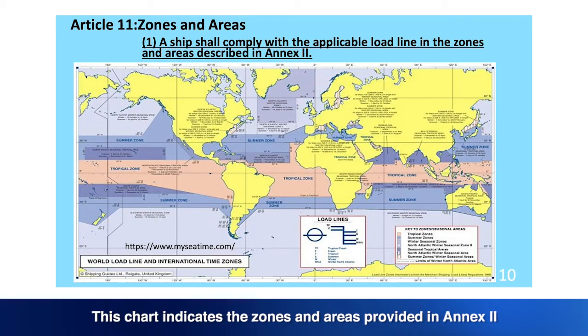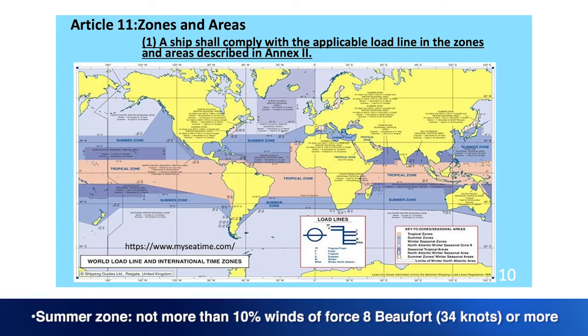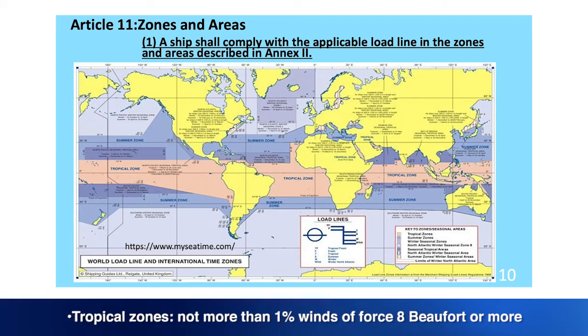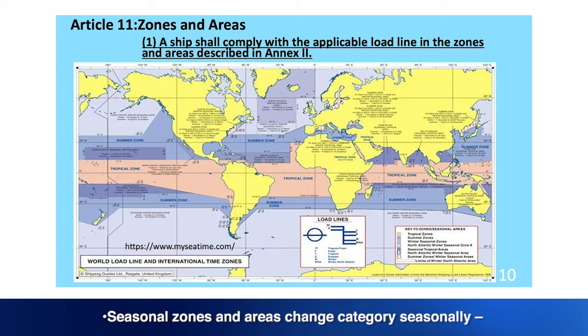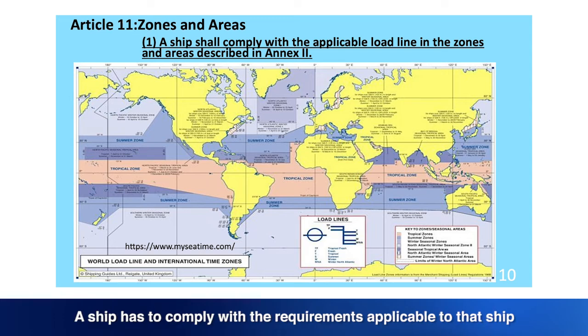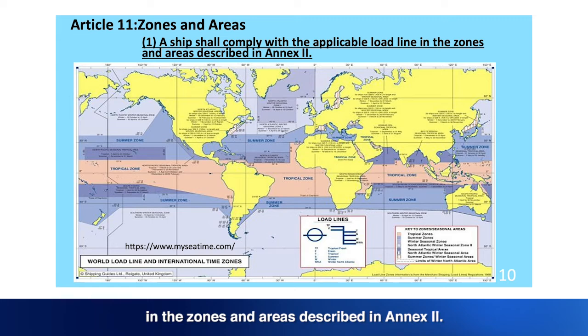This chart indicates the zones and areas provided in Annex 2 and determined by meteorological criteria. Summer zone, not more than 10% winds of force 8 Beaufort, 34 knots or more. Tropical zones, not more than 1% winds of force 8 Beaufort or more. Seasonal zones and areas change category seasonally, for example from a summer zone to a tropical zone. A ship has to comply with the requirements applicable to that ship in the zones and areas described in Annex 2.